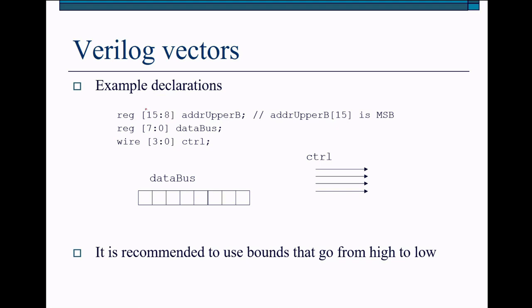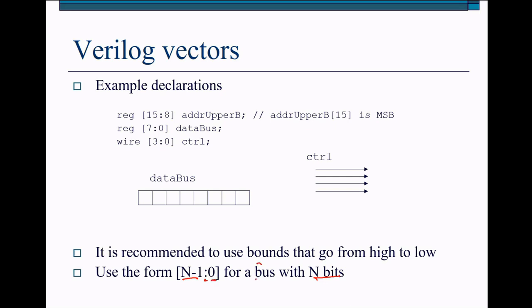And there are situations where it turns out to be useful to use a lower bound that's not 0. So in these two examples, the lower bound is 0, and in this example, the lower bound is 8. And if you look at these two range specifications, both provide us with a range of 8, which indicates that address upper B and data bus both store 8 bits. And for our work this semester, it's normal practice to use the lower bound of 0. And that means to create an n-bit vector, we go from n-1 down to 0.